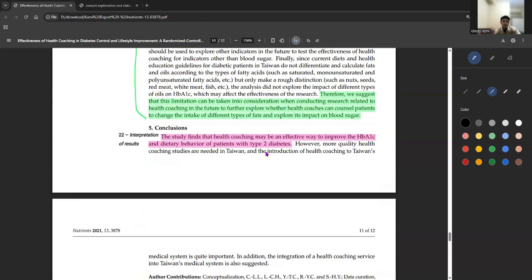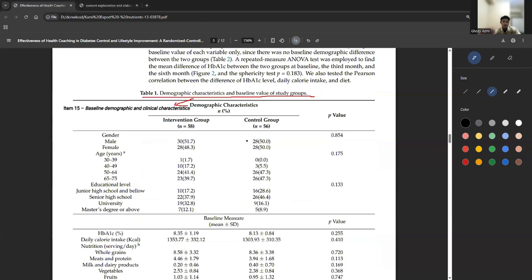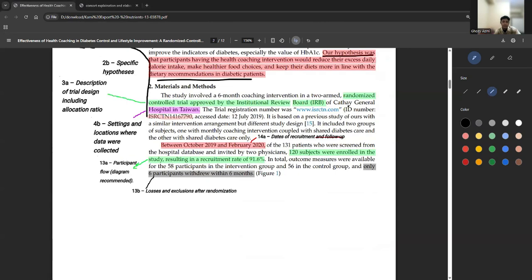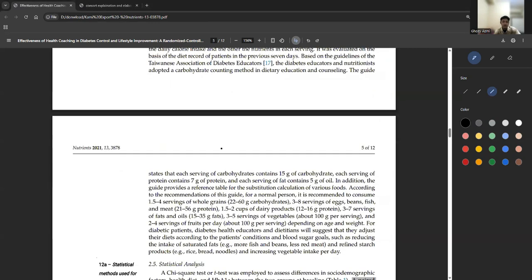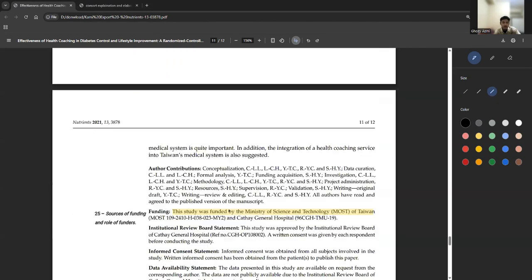And then item 23, trial registration. The trial registration is here with an ID number. This is it. And then item 24, protocol access. This article does not have it available. And then item 25, funding and other support. This article was funded by the Ministry of Science and Technology, or MOST, of Taiwan.